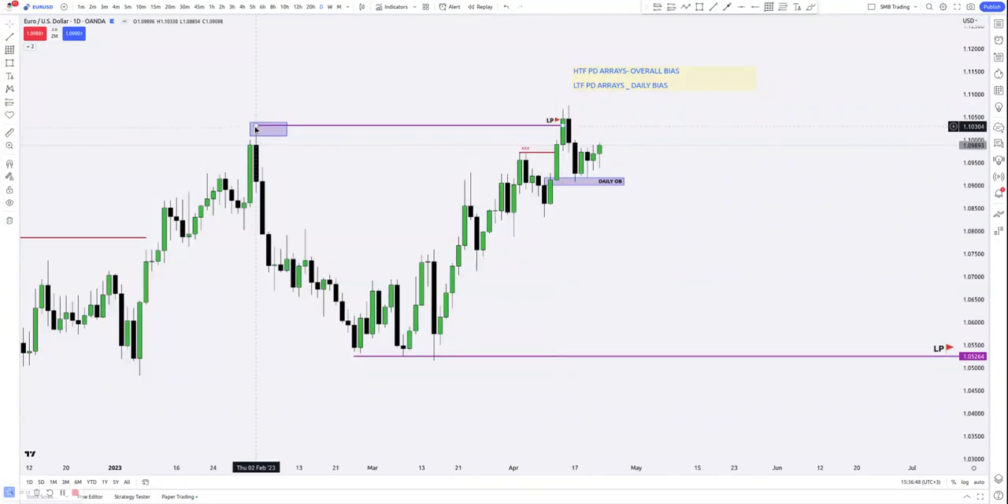Now the next higher time frame PDRA is this swing high, because a PDRA is something that you are basing your trade on. Let me repeat that. A PDRA is something you are basing your trade on. If you are selling, you need to ask yourself, what's causing this sell?